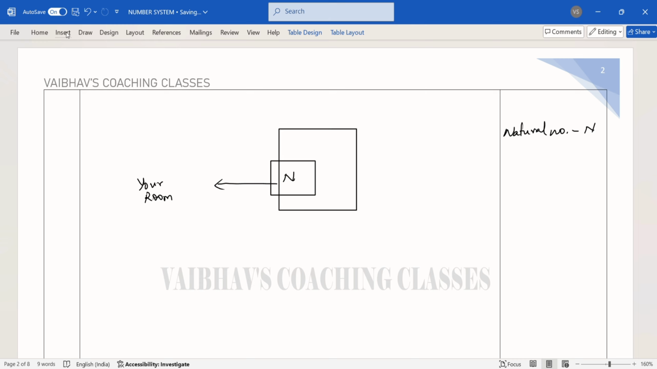Wait a minute. We need to erase this. The room has gone outside the house. The room is inside your house. So next comes the whole numbers, and the whole numbers are represented by the letter W. So I'll write that as W over here. You're clear with this, people?